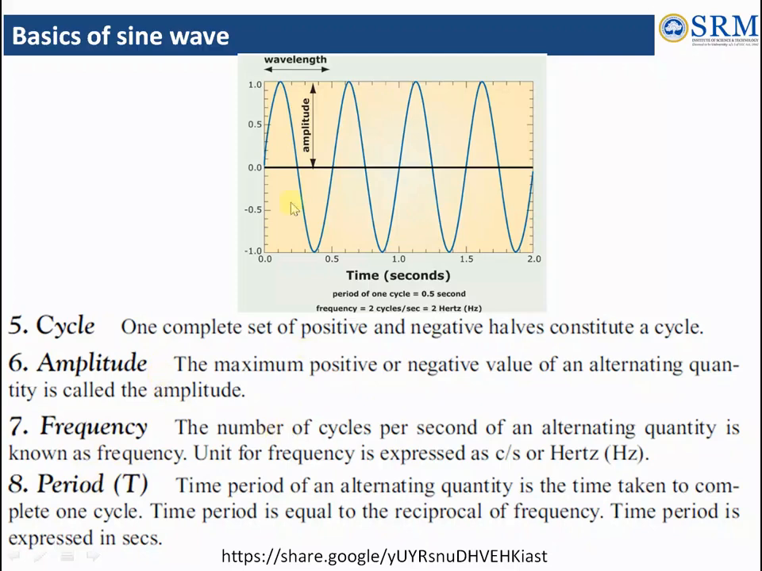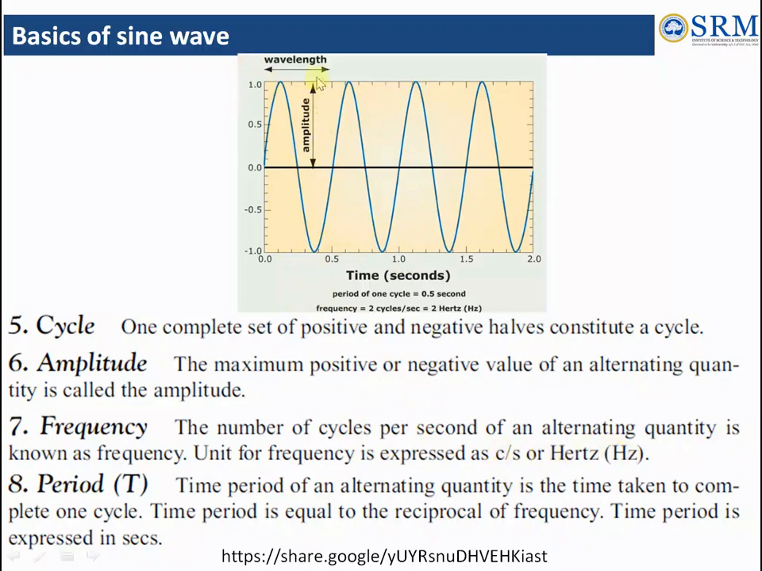What do you mean by frequency? The number of cycles per second, that is known as frequency. Here, what is the frequency of this complete wave? It's 2 hertz. So, number of cycles per second. Per second, how many cycles are there? You see, this is one cycle, this is another cycle. In 1 second we have 2 cycles. So the unit is cycles per second, or hertz.